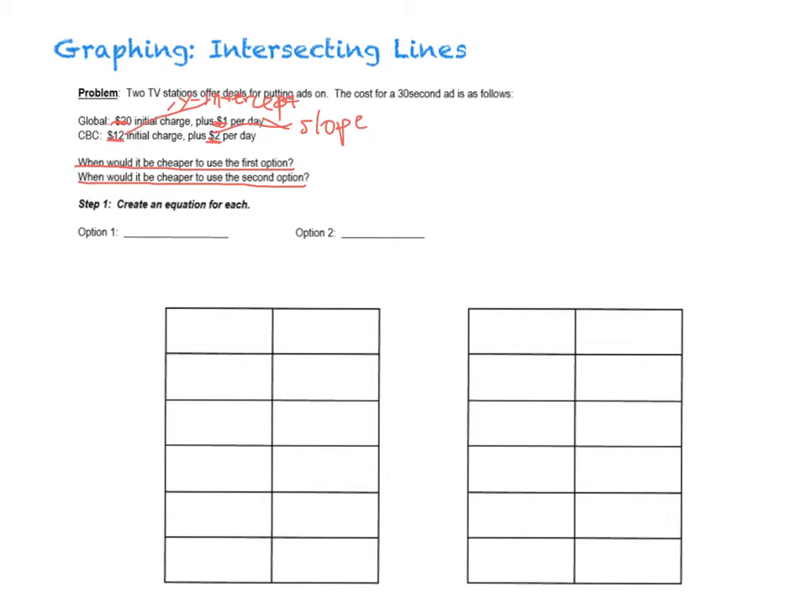Alright, so after we've done CUBES, we're going to write an equation. So for Global, the equation we would write would be C for cost equals x. Now it says $1 per day. We can write $1 per day as just x. This 1x is the same as writing x. We can just leave it as x. And then what's the y-intercept? Y-intercept is b, so x plus 20.